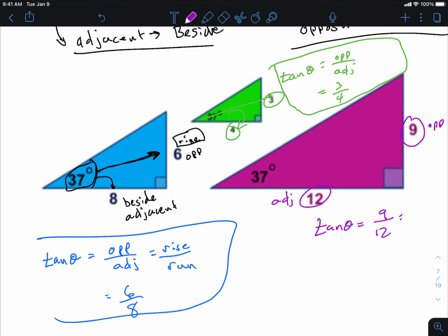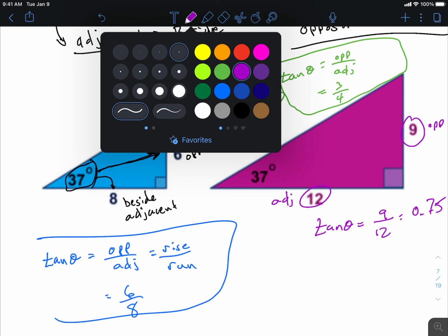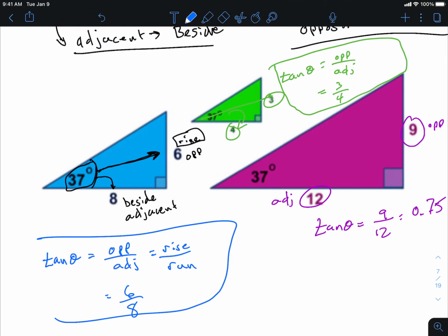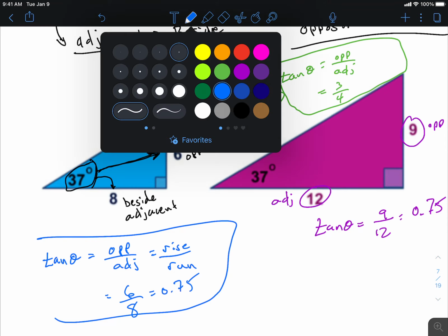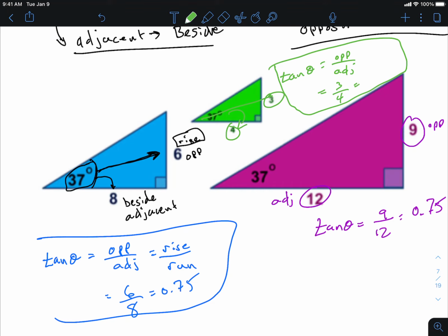Well, turns out, let's see what happens. If I were to take my calculator, what I'm going to do here is say, okay, what's 9 over 12? We can type that into our calculator and see what happens. 9 divided by 12. Oh, 0.75. Okay. Well, let's do it for the blue one. 6 divided by 8. Oh, that's weird. What about the green one? 3 divided by 4.